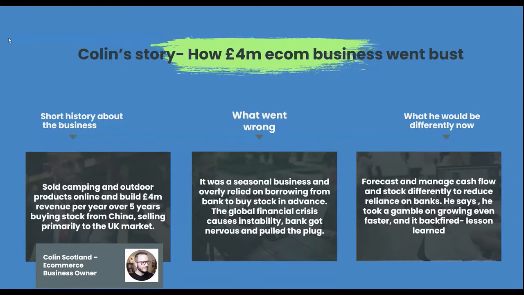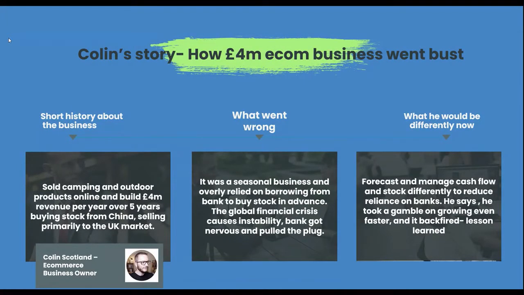And I asked him, what went wrong for you, Colin, and what happened? And he told me that it was a seasonal business, and he overly relied on borrowing from the bank to buy stock in advance. And when the global financial crisis caused instability, the bank got really nervous and pulled the plug. And I asked him, what would you do differently if you had this information at the time, what would you do now?